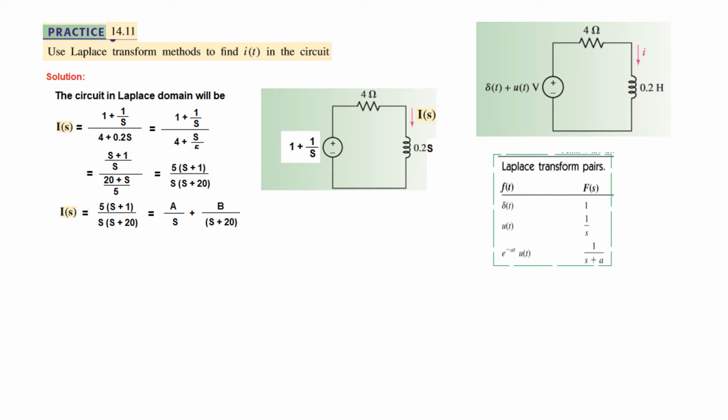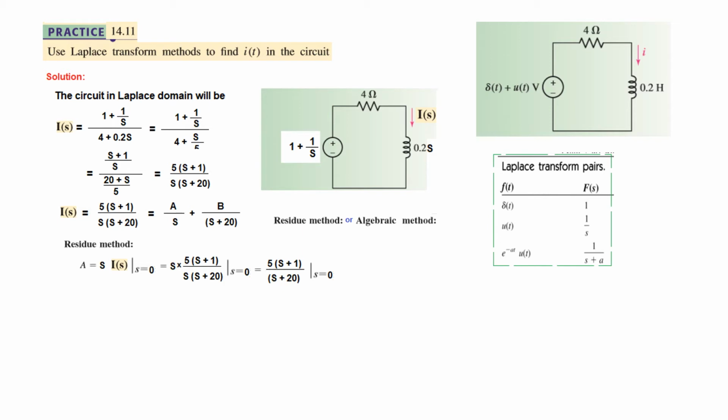Now A and B are unknown, so we'll have to find the values, and for this there are two methods. One is the residue method and another is the algebraic method. I prefer the residue method, so we'll follow that. To find A, we multiply s with Is, and the denominator equal to 0 becomes the condition. So s is equal to 0. Now we plug in the value of Is, s multiplied by Is, and then s cancels. The condition is still s equal to 0. Plugging in s equal to 0, this term becomes 0, this term also becomes 0, so we get 5 over 20, which is 1 over 4, which is 0.25. So this is the value of A.